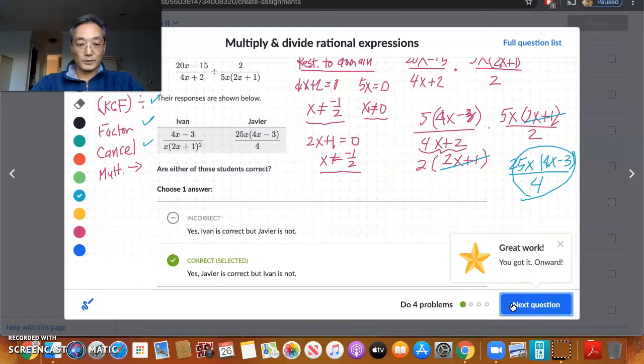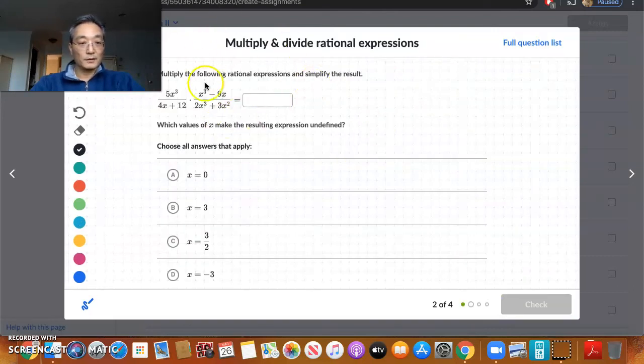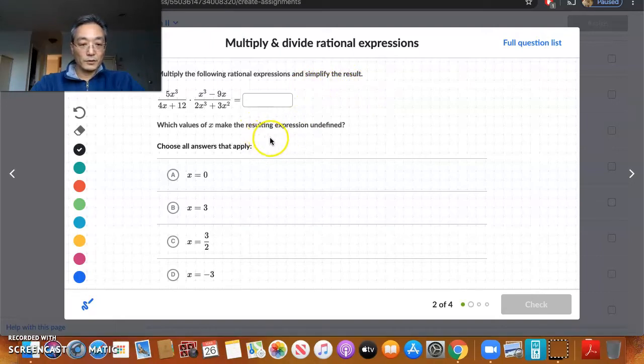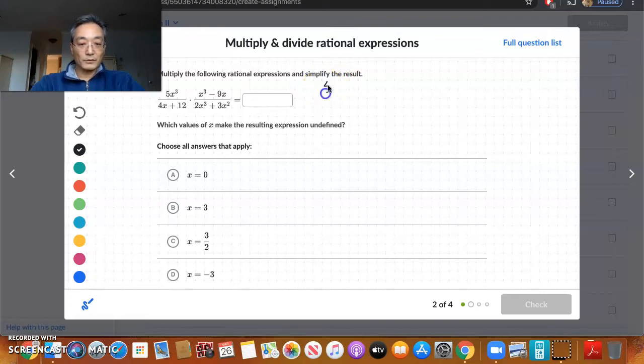All right, let's do another one. We have these two functions. This is a multiplication, so we don't have to do the keep, change, flip. Let's just go straight to factoring. Oh, let's do the restrictions first. Actually, you know what? We can factor it first before we look at the restrictions, because then it'll be easier since it's in factored form.